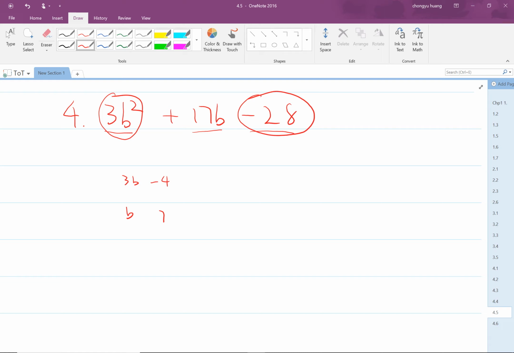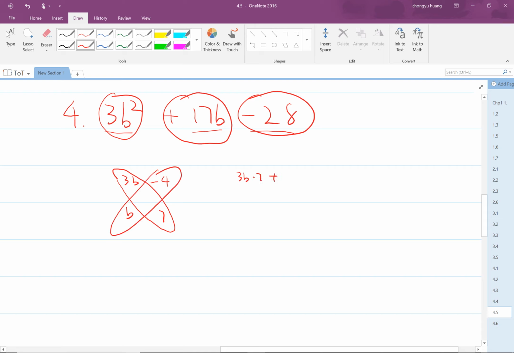Okay, so now we're gonna do the cross operation, as always. The reason why we want to do the cross operation is we want to make sure the middle number is exactly plus 17b. So you basically do 3b multiplied by 7, plus b multiplied by negative 4. 3b multiplied by 7 is 21b, and 21b minus 4b is equal to 17b, right?